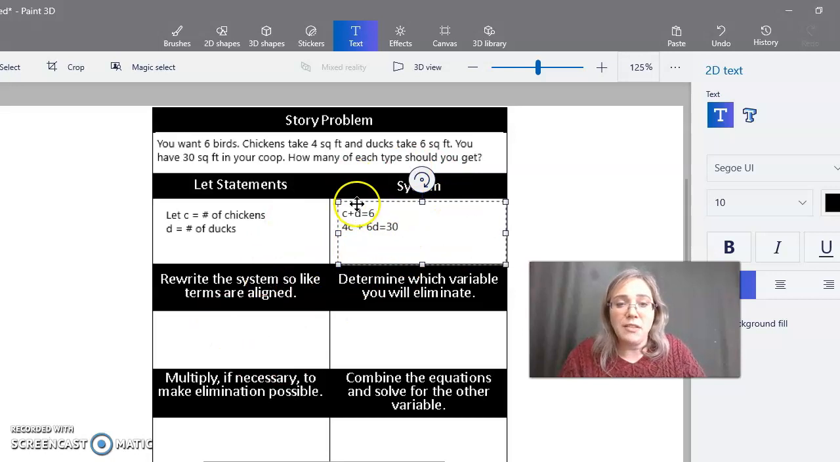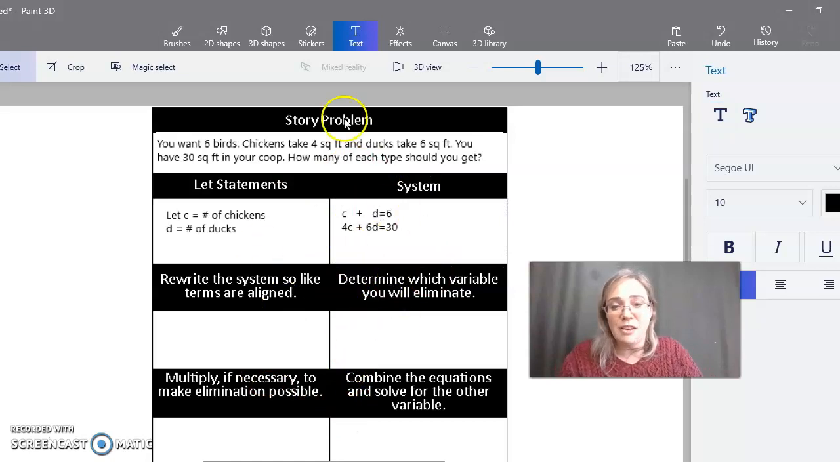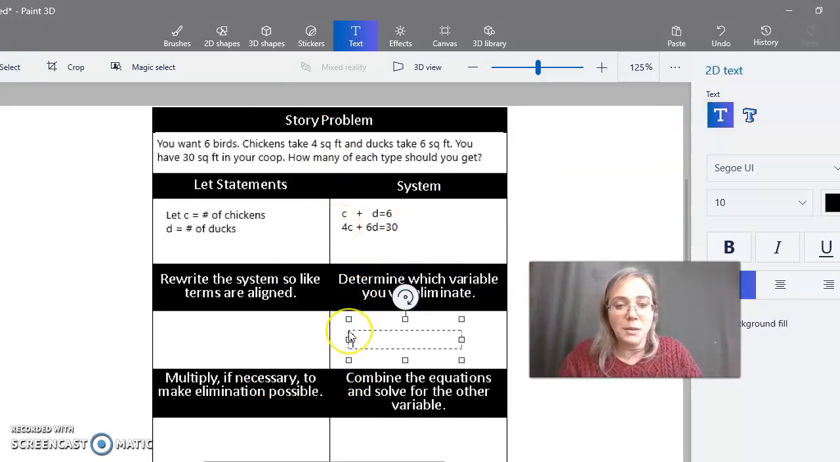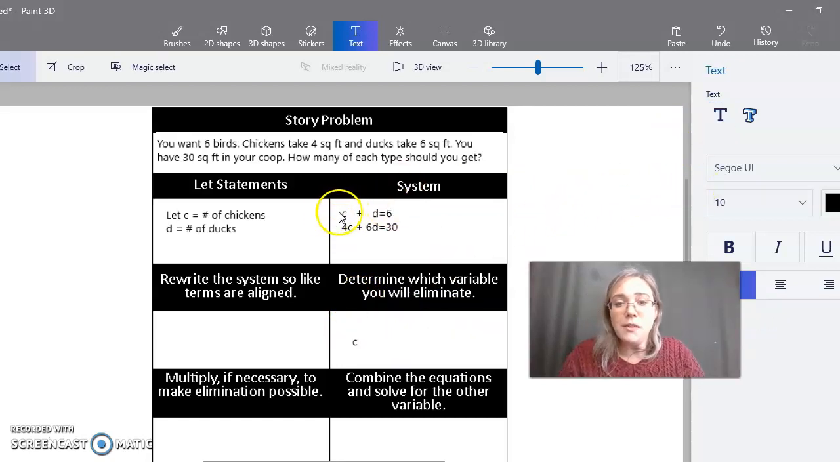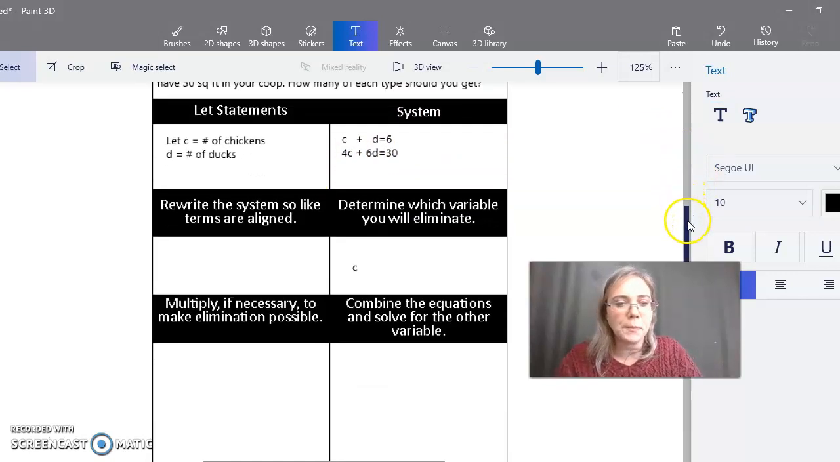Now, we already have these aligned if I add some spaces in here, so we actually don't have much to do in the next step. Now determine which variable we're going to eliminate. And in this case, I don't know that it actually matters, so I'm going to choose C because I can. Doesn't really matter. Sometimes there's an obvious one, sometimes there isn't. Usually if there's one that has a 1 out in front and the other doesn't, I'll always pick the one with the 1. That usually makes my life easier.